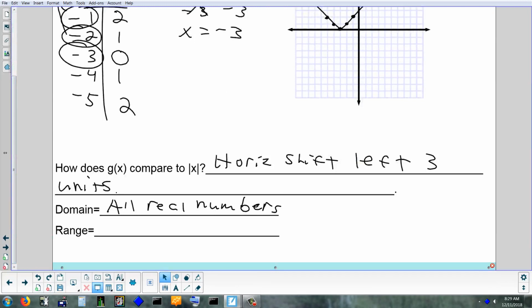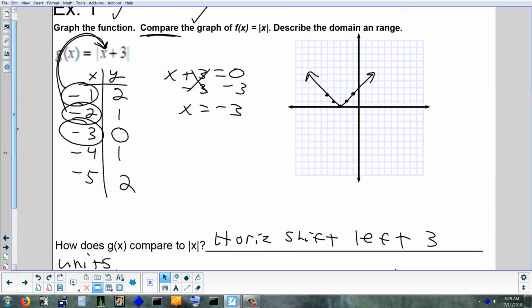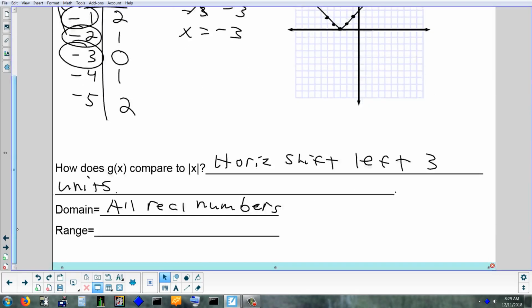All right, range. Look at that V shape. Does it have a low value and go up, or does it have a high point and go down? It has a low value and goes up. What is that low value on the y-axis? How low does it go? It goes to negative 3. That's the x-axis. So how low? Y-axis goes to 0. Yeah, it goes as low as 0.